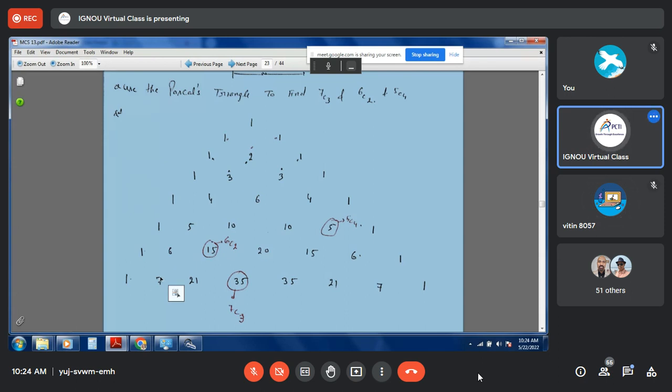If you want 5C3, here it is 5. Count 5 as 1, 2 and 3. It is 10. And 5C2 is also 10. Now, in less time and without using the formula, you can find the value.